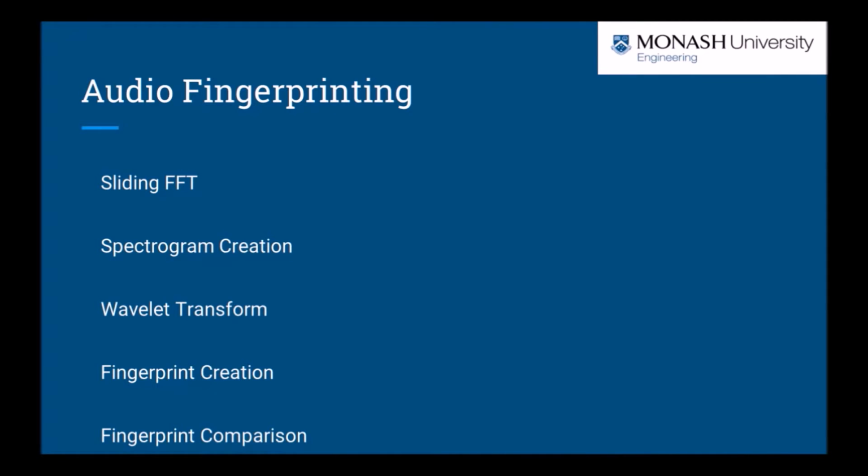The project we designed uses an audio fingerprinting algorithm to compare and record heartbeats to a database of heartbeats with murmurs. The main steps in this algorithm that will be explored in this video are the sliding FFT, the spectrogram creation, the wavelet transform, fingerprint creation, and fingerprint comparison.